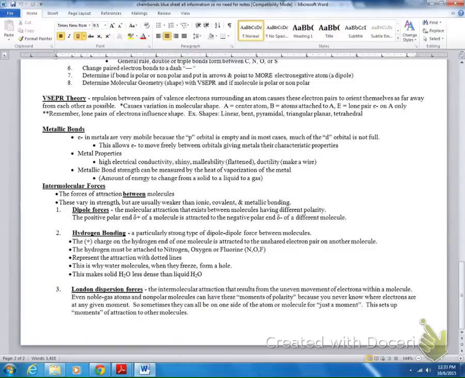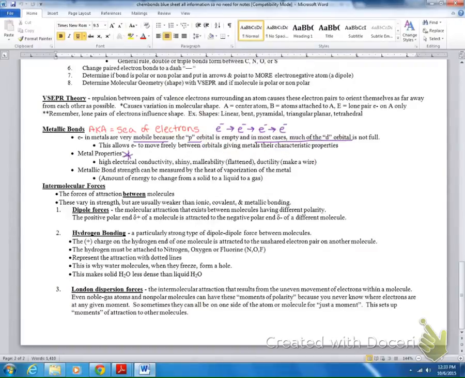So metallic bonds we also call a sea of electrons, and that's because the electrons in a metallic bond are very mobile because the p orbital is empty, and in most cases the d orbital is not full. So we try to represent this movement by showing this diagram where those electrons are moving.